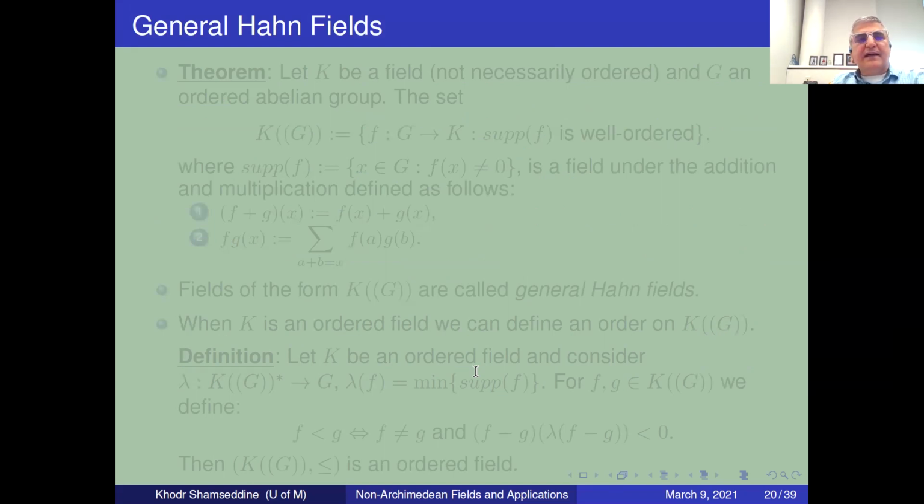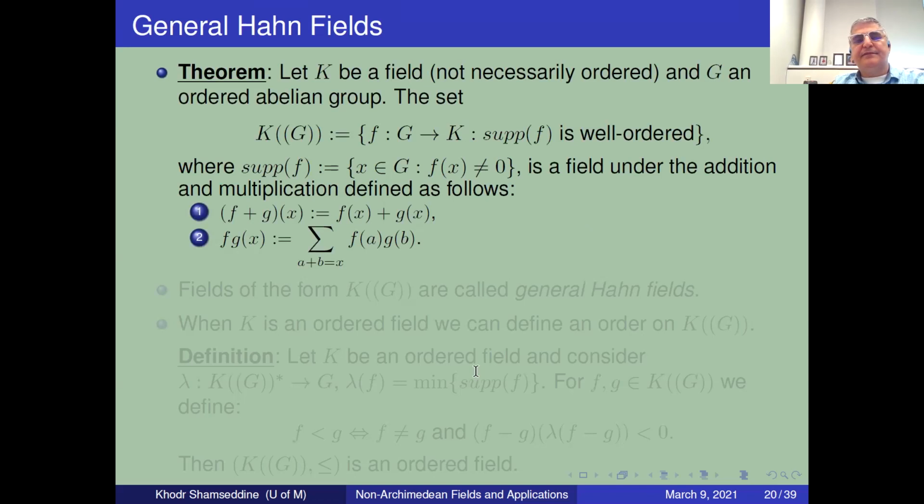So given any field K, not necessarily ordered, and G an ordered abelian group, the set of all maps from G to K with well-ordered support, where the support is the set of all points where the function is not 0, is a field under the following addition and multiplication: addition component-wise, and multiplication as a convolution.